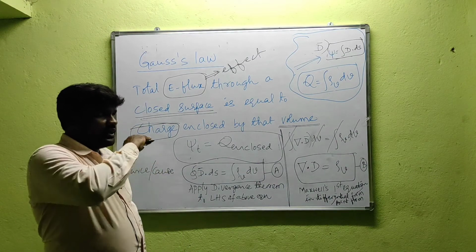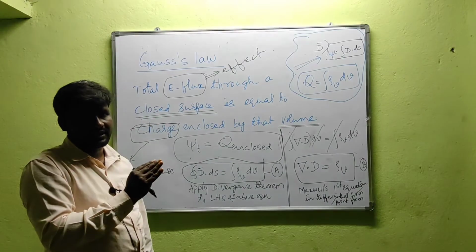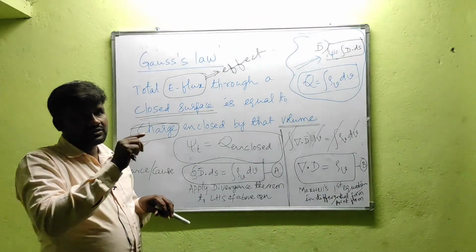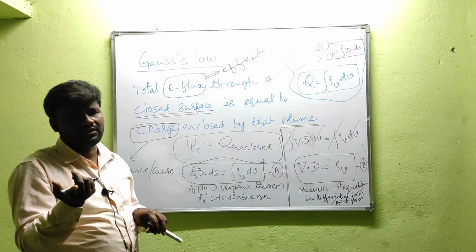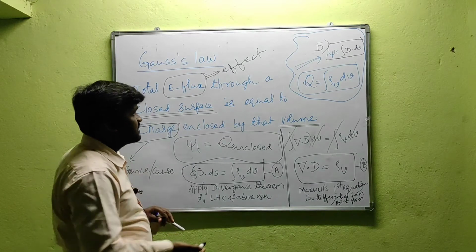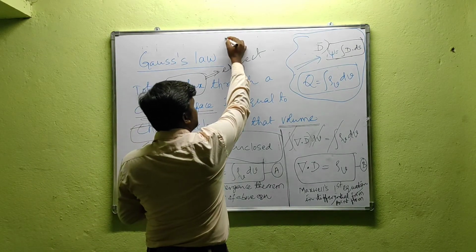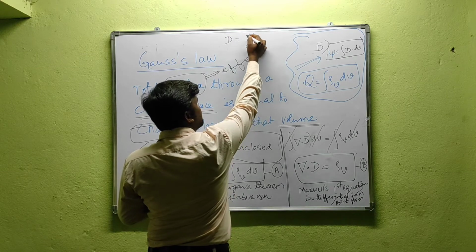Flux crossing the surface area is nothing but what? Flux density: flux per unit surface area. Let us say for S1, the flux crossing that surface area S1 is psi 1. For S2, psi 2. That means if the area changes, the flux changes. So that's why flux density is defined like this, psi by S. If this area changes, that leads to a change in the flux.